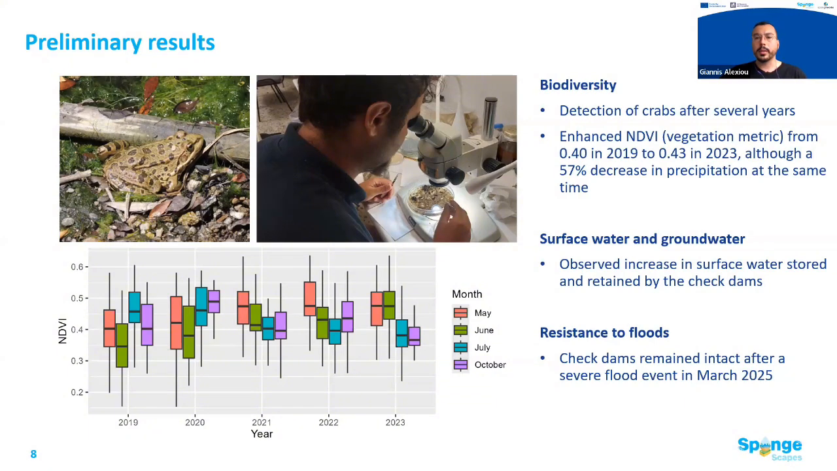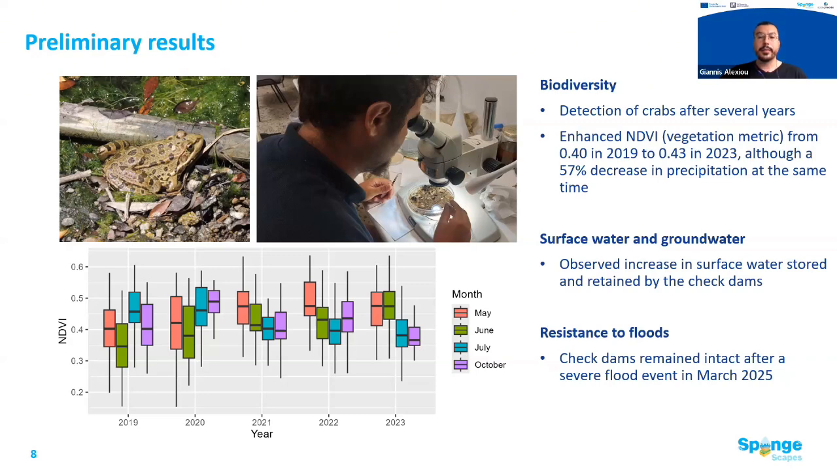Now, about water and groundwater. So far, we have only anecdotal data from the field. Many locals have observed an increase in surface water stored and retained by the check dams, even many days after precipitation, after rainfall. And finally, resistance to floods.